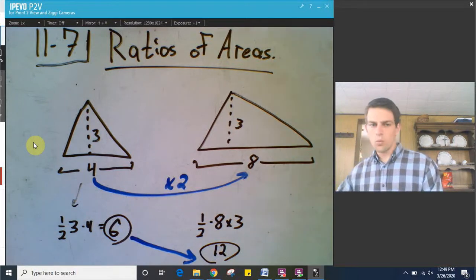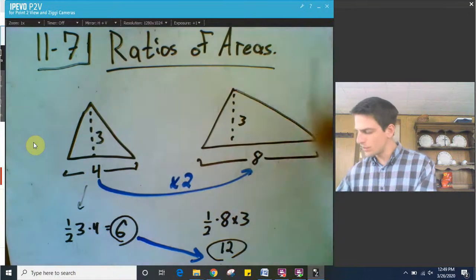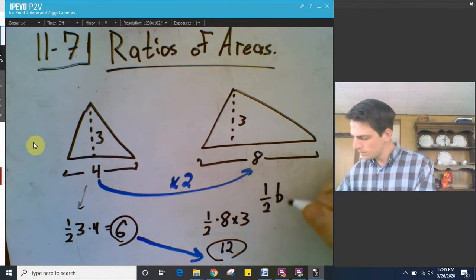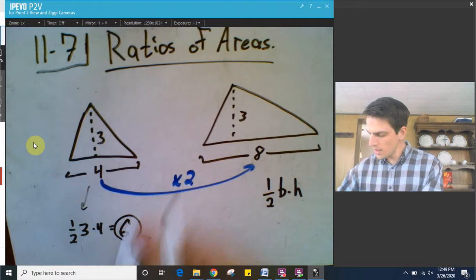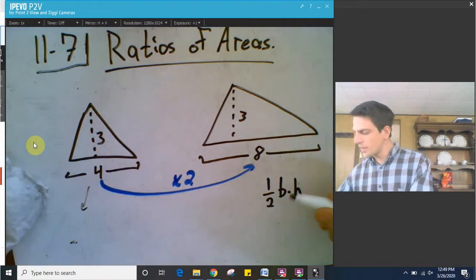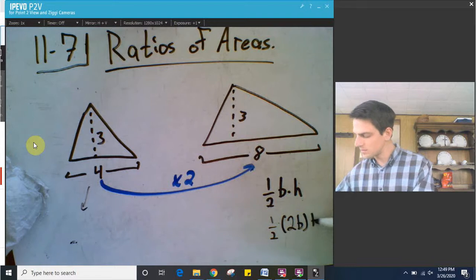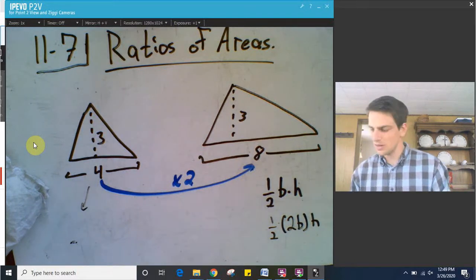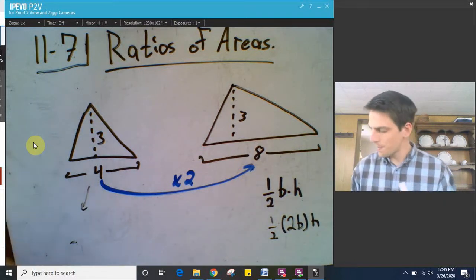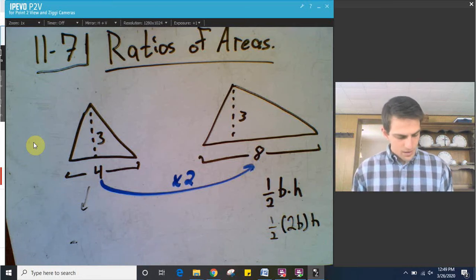And if you think about why that is, our formula for the area of a triangle is 1/2 base times height. Let me go ahead and erase this here. And so if you just double that base, so 1/2, and then we have 2 base, so we double the length of the base times height, we just double the entire value. That's 2 times 1/2 base times height. So that's all we really did there. Okay. So that is the first example.